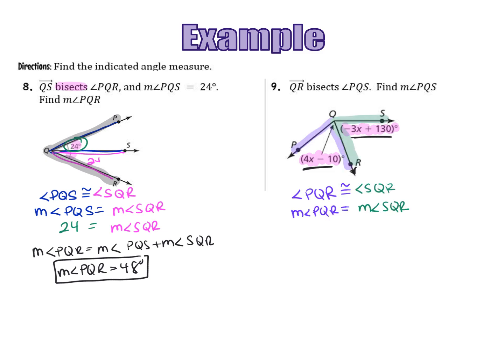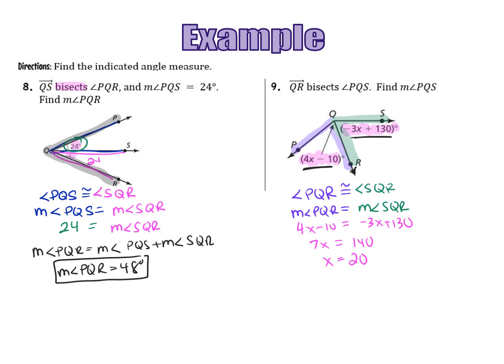So we can start by using the definition of bisect to identify our two congruent angles. Then to change the congruency to an equal sign, we can put the measure of angle in front. Then we can substitute in what we know is true for each of these angles. Then we can use the addition property of equality to add 3x to both sides and to add 10 to both sides. And we can use the division property of equality to solve for x.